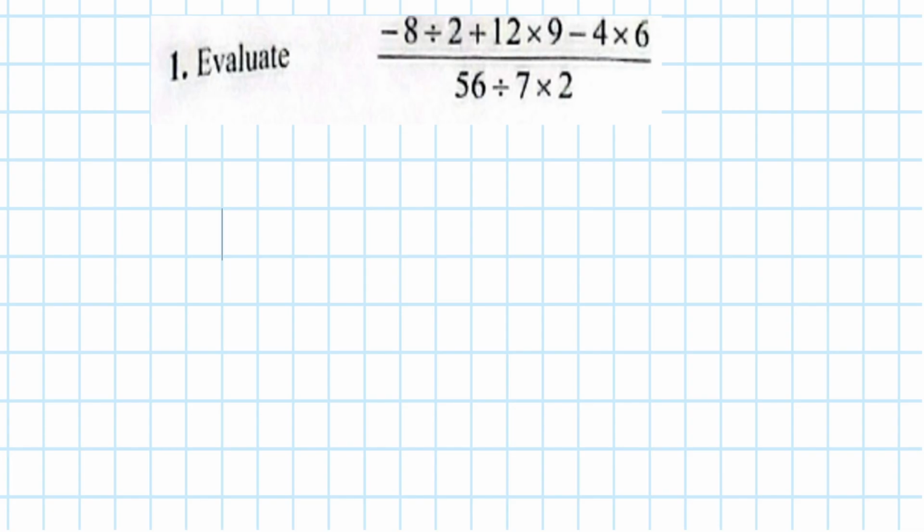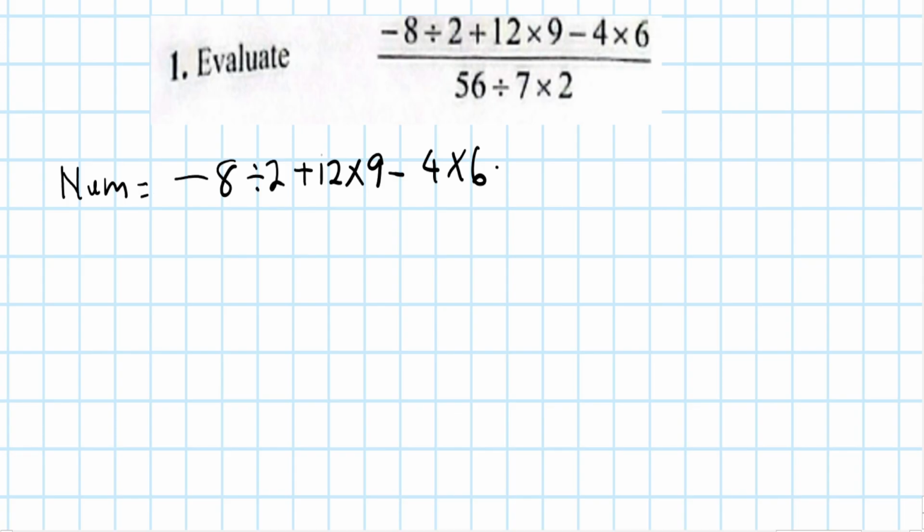So let's aim high. Evaluate minus 8 divided by 2 plus 12 times 9 minus 4 times 6, divided by 56 divided by 7 times 2. So yeah, this is very easy. Now how do you do this? Basically you do minus 8 divided by 2 plus 12 times 9 minus 4 times 6. Let's start with the numerator.